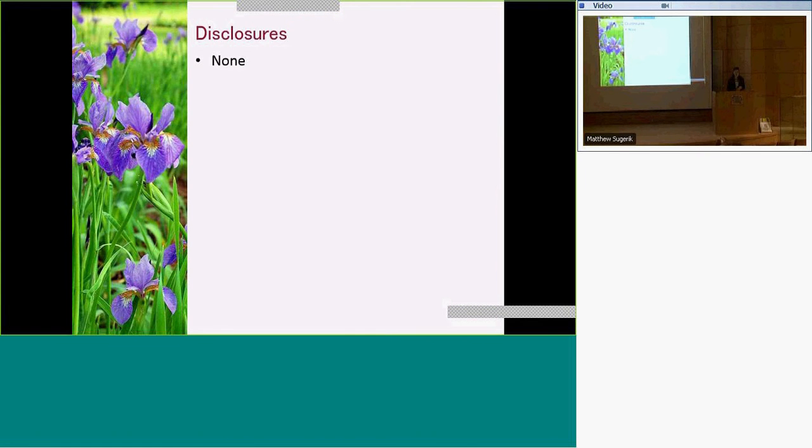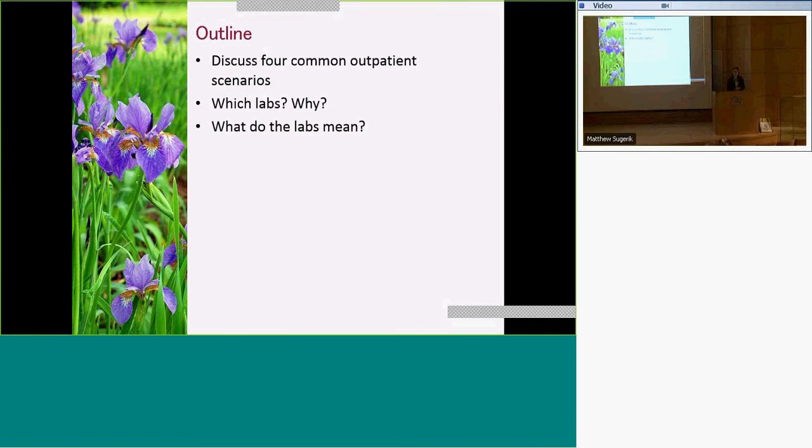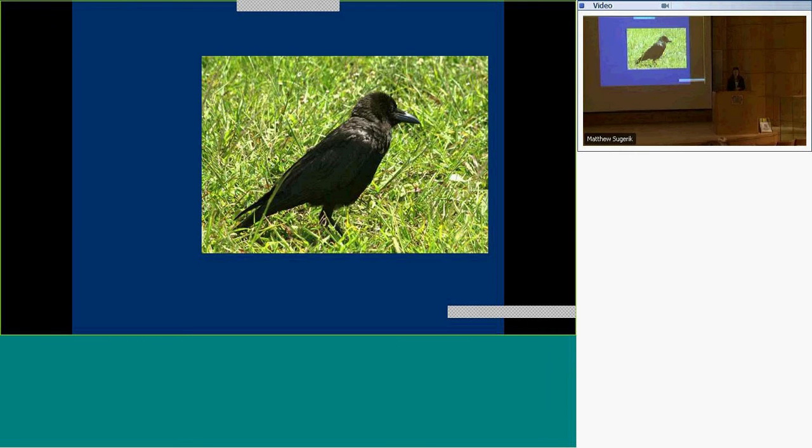I have no disclosures. We are going to talk about 4 common outpatient scenarios, which labs would be indicated and why, how to interpret them, and if nothing else, you can learn a little about what we call groups of animals. So we'll start out easy. This is a crow. What is a group of crows? Yes, that's true, but hang on. That's why I started easy. A murder, a scourge, a scurry, or a storytelling.